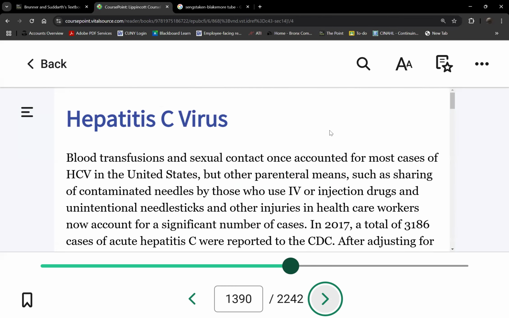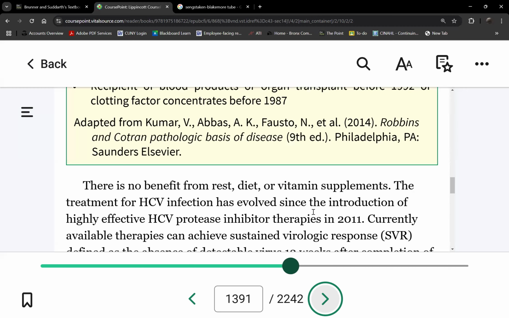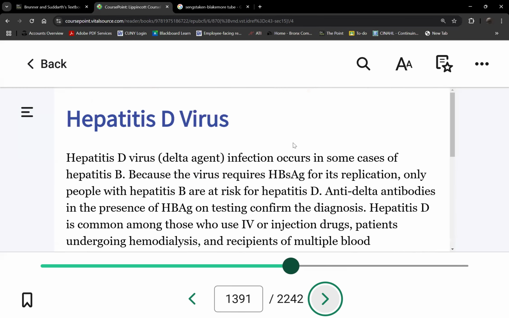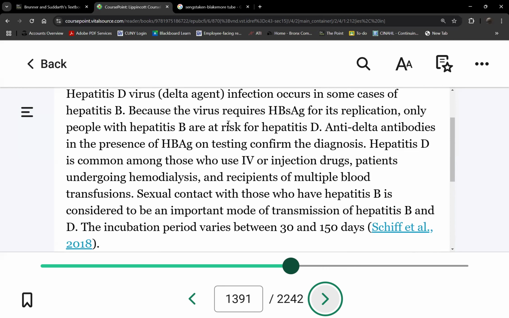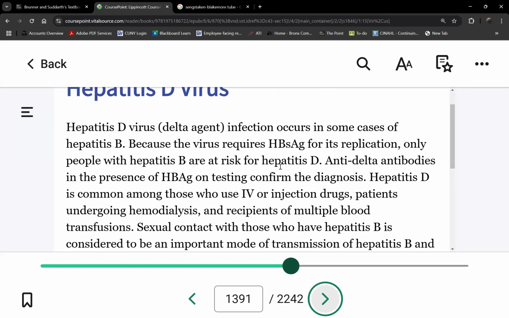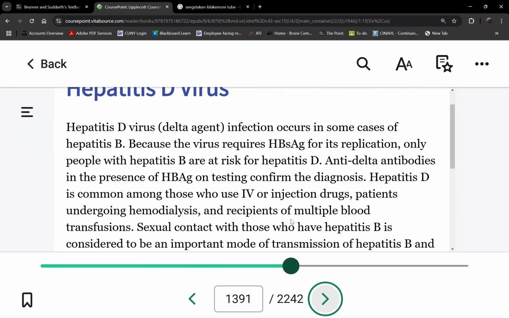C is the same as B. So if you read B, it's the same as C. Here, C, same risk factors. And then D is pretty short because again, this will pass you back to B. But again, how do you get this? You have to have B first. Okay, so you need B to get D. Can you say B as in boy, D as in dog? Because I'm confused. B is different from D. Just watch the video.